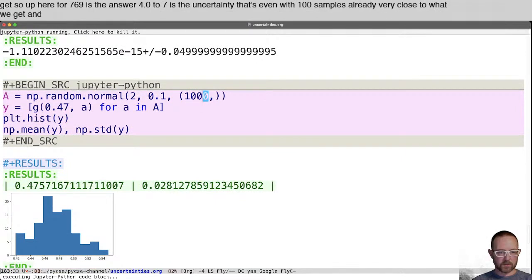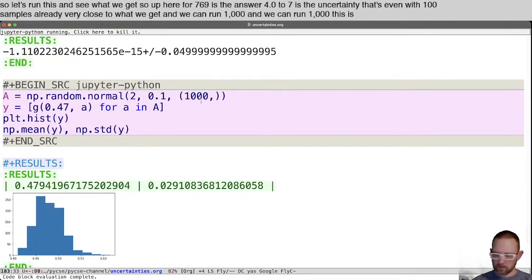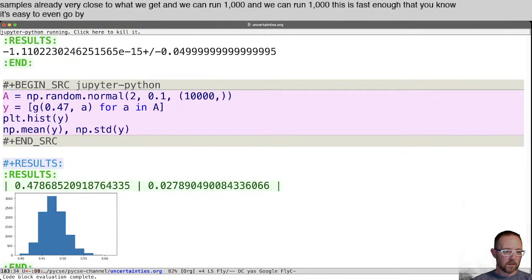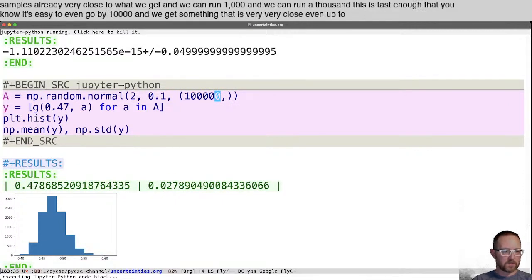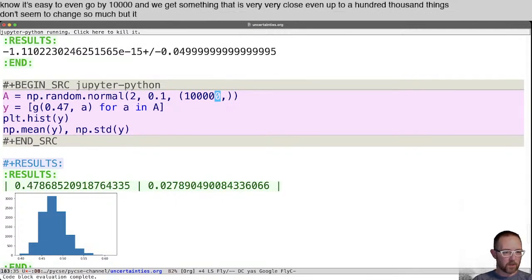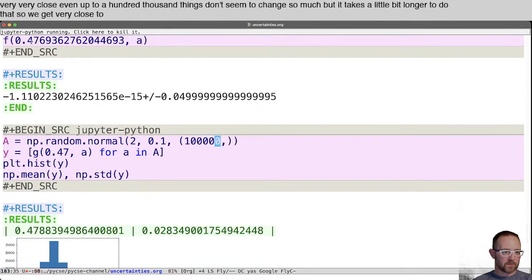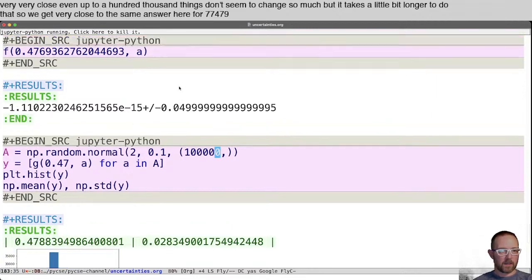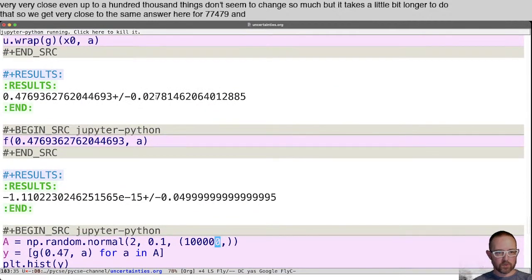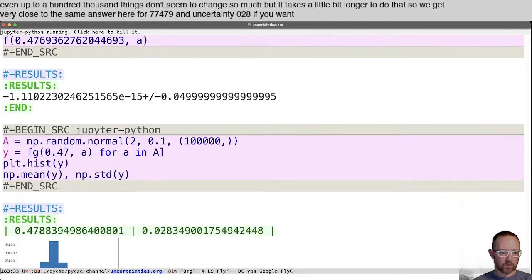And we can run 1,000. This is fast enough that it's easy to even go by 10,000. And we get something that is very, very close. Even up to 100,000, things don't seem to change so much, but it takes a little bit longer to do that. So we get very close to the same answer here, 0.477, 0.479, and uncertainty 0.028 up here, and 0.028 down here.